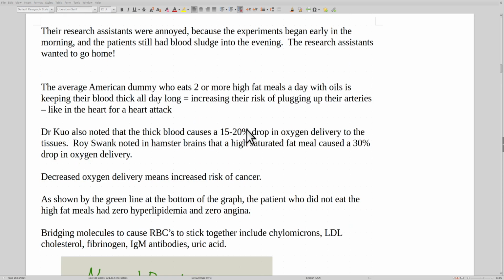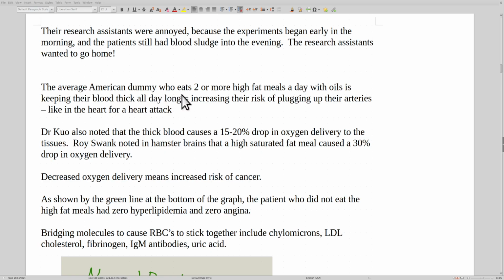But there was a confounding variable. They also had high sodium in one of their studies. With the cooking oils, the blood stayed sludge thick for so long, the research assistants wanted to go home. You know, maybe they started the experiment at 8 o'clock in the morning, and now you're going into the night hours, and they still weren't done yet.